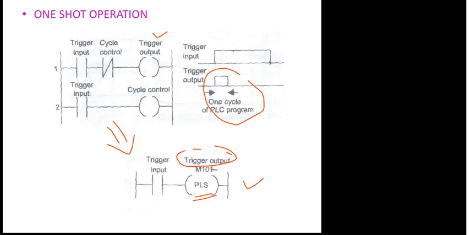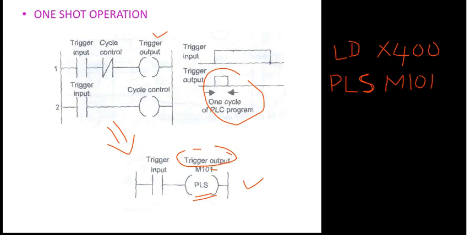So I think this also we have seen in the previous presentation, wherein we will be having only two instructions here, right? So one is LD X400, followed by PLS, pulse, PLS M101. In this example we have taken it as M101.